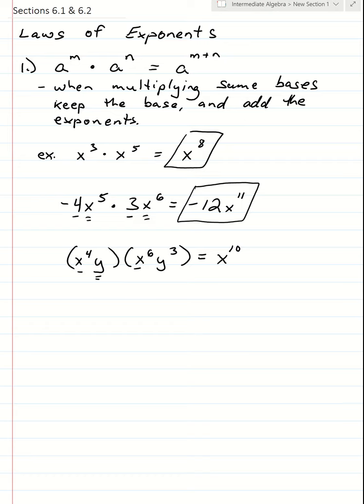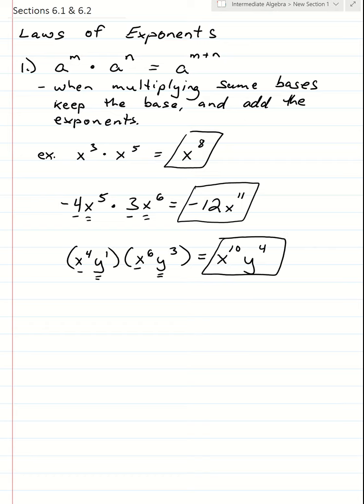And then we have a y here, and we have a y here that are also being multiplied. And so once again, we would have to keep that base y, and we have to add the powers. Now be careful here. It's obvious in the second y that it has an exponent of 3. But remember, if you see just a variable y, or any variable for that matter, there is an understood exponent of 1. And so y to the first times y to the third, we have to add those powers, would give us y to the 4th power.